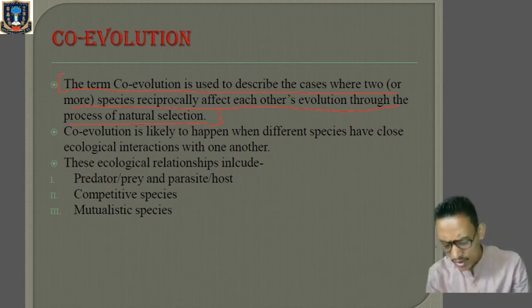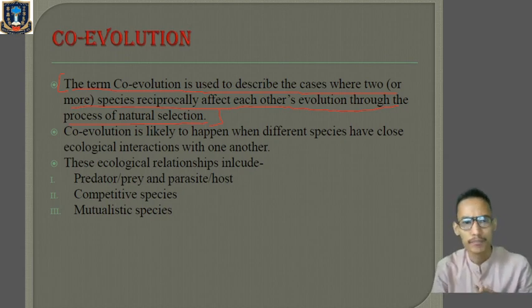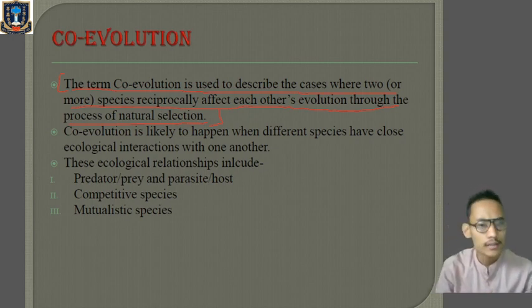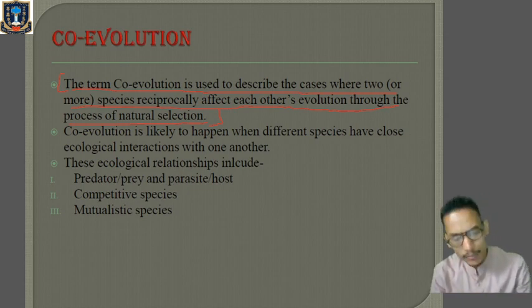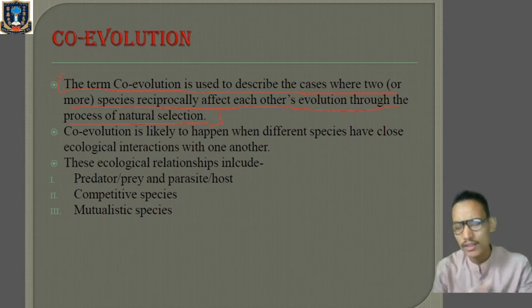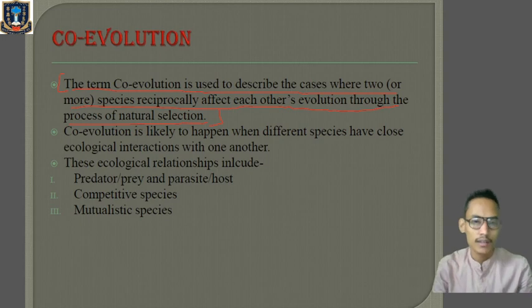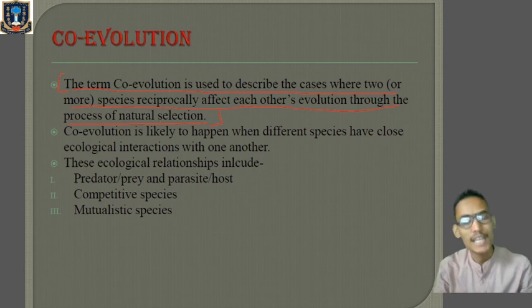A simple example we can give is of a flower and a bee. We know that the bee visits the flower in order to collect the nectar, but in turn the bee is also helping the flower in the process of pollination. There are lots of flowers which are dependent on bees for pollination. If the bee becomes extinct, then those flowers which depend only on the bee for pollination will also become extinct. So this is one example of co-evolution.